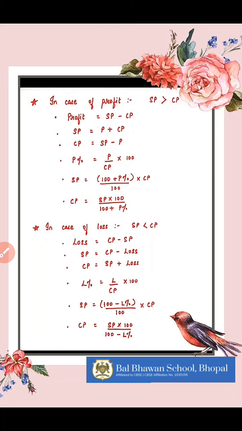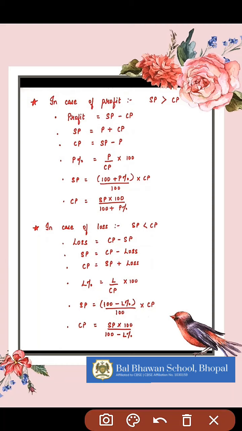Now here are a few formulas using which you can find out the profit, loss, profit percent, loss percent, the selling price, and the cost price in the case of a profit or a loss. Now when you have the selling price greater than the cost price, of course there will be a profit. So we can say that the profit is selling price minus the cost price.